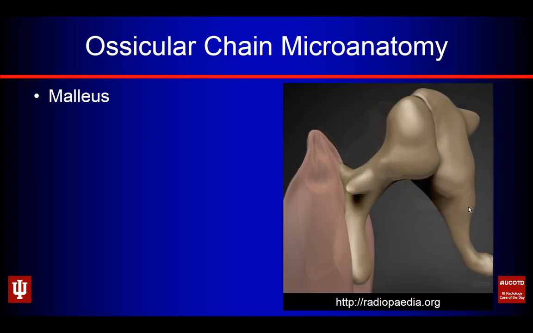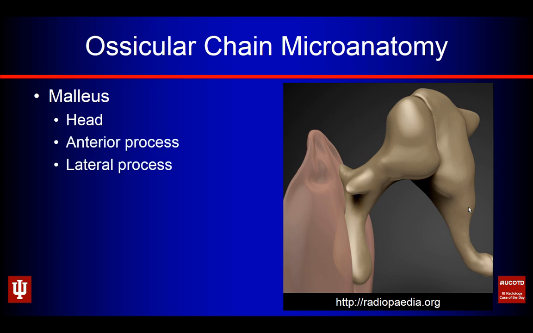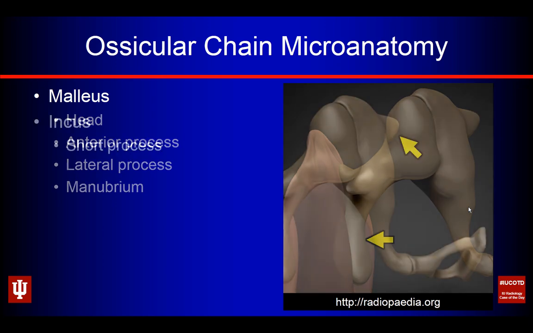Okay, so the malleus. Magnifying up on the malleus, we can see it has a head. There's an anterior process. There's a lateral process that juts out laterally against the tympanic membrane. We're not seeing it well. And then here's our manubrium that we mentioned before that heads south and really butts up against the tympanic membrane.